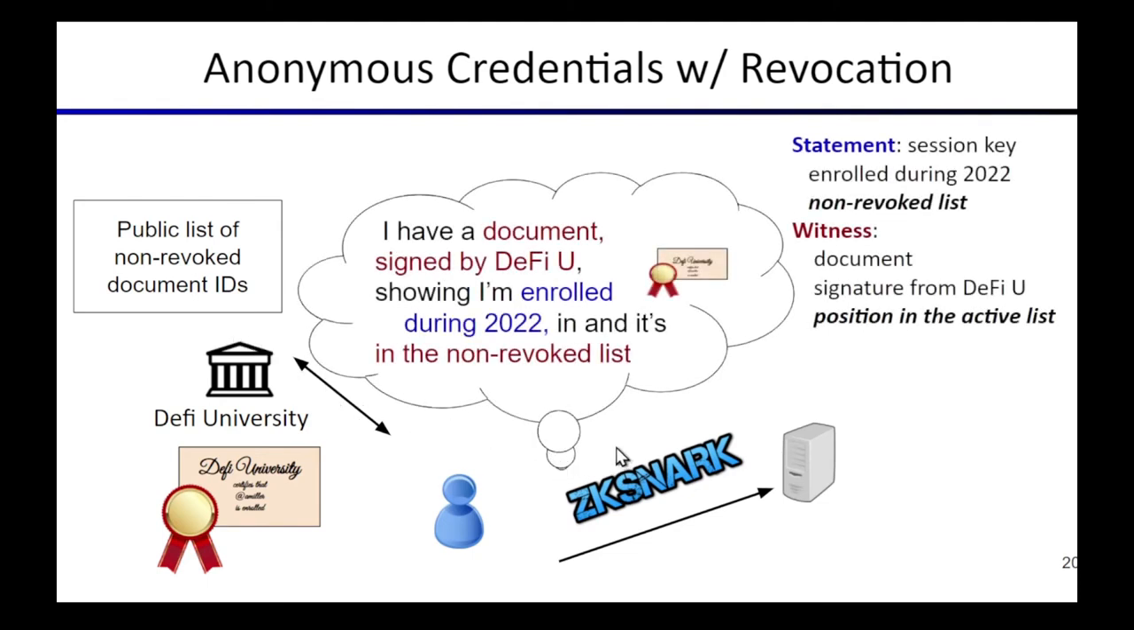Now what you would do is the same kind of proof as before. It would still be a ZK SNARK, but we would add a little bit more data to it. In particular, the statement now includes the current list published by DeFiU of all of the active documents that aren't revoked. And in the witness, we would be using some additional information that we, the subject, have, which is where in that list of non-revoked IDs ours shows up. So the list of document IDs is public. We know which document ID is ours. And so this ZK SNARK is proving that our document is one of the ones that's not currently revoked.